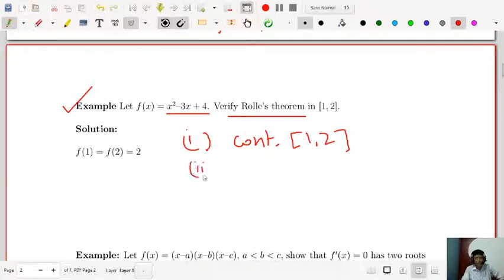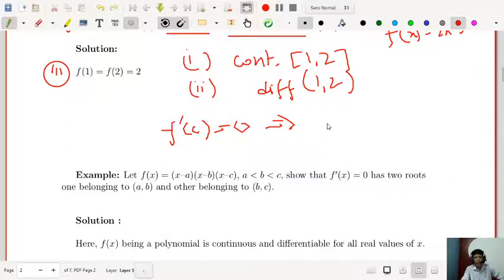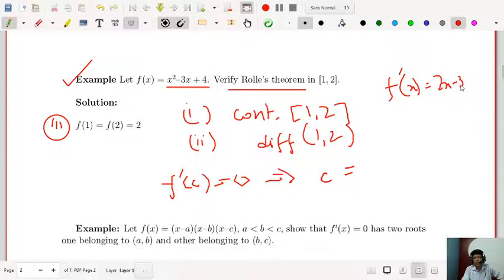Number 2, it is differentiable in the open interval (1, 2). You can verify because polynomial functions are everywhere differentiable. You can check the derivative of f(x). f dash x is 2x minus 3, right? So differentiable. Number 3 is this point, that is f(1) is equal to f(2) is equal to 2. Okay, then there exists at least one point c such that f dash c equal to 0, and that will give you c equal to 3 by 2, and 3 by 2 is 1.5, that belongs to (1, 2).